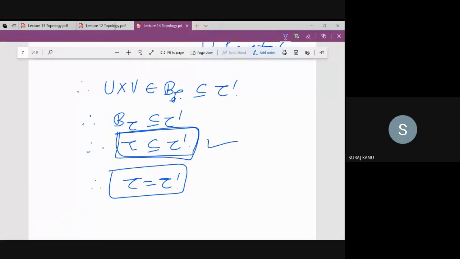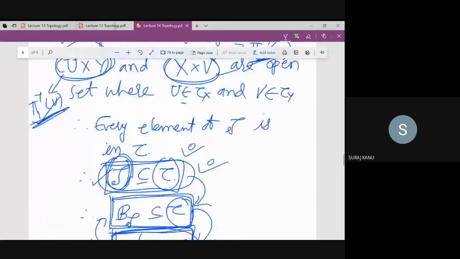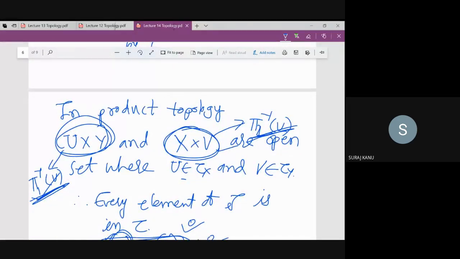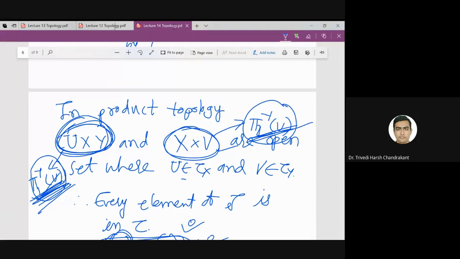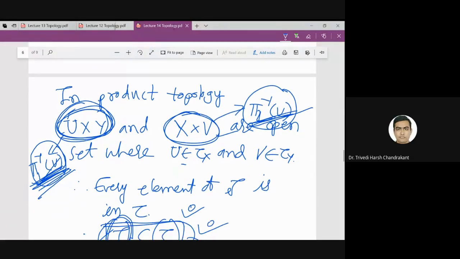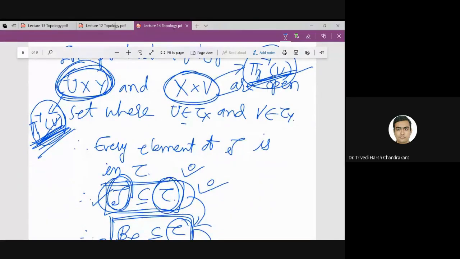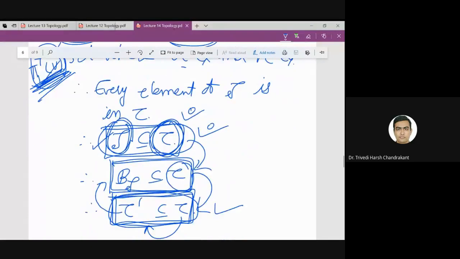Sir, in the proof above, you brought U cross V from there, and used the result we derived earlier, that this is U and this is V. Is that open? You know it is open in the product topology, that is understood. Similarly this is also open, and every element of the subbasis is either of this form or of this form. So every element of the subbasis is open in tau, that means it belongs to tau basically. So that we have proved here.